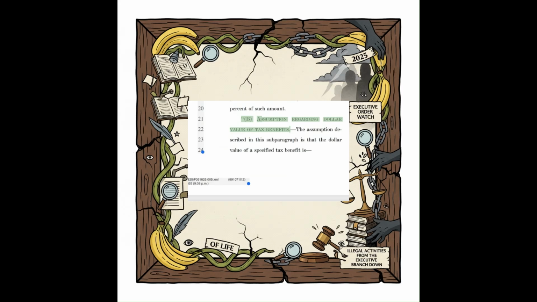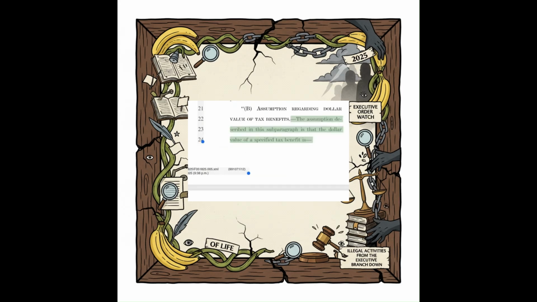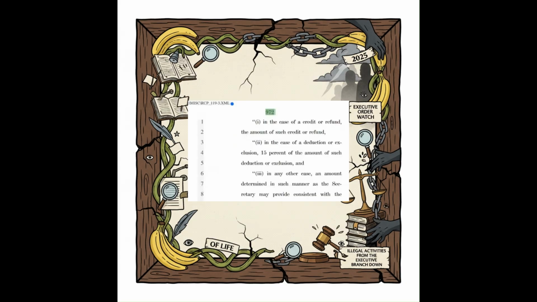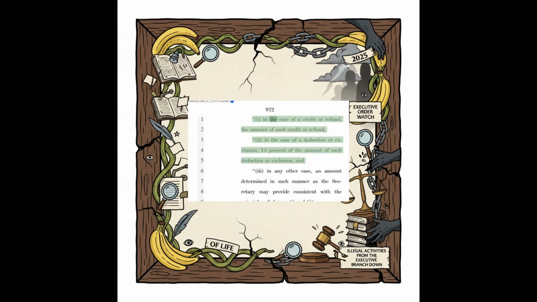Assumption regarding value of tax benefits. The assumption described in this subparagraph is that the dollar value of a specified tax benefit is: in the case of a credit or refund, the amount of such credit or refund; in the case of a deduction or exclusion, 15% of the amount of such deduction or exclusion; in any other case, an amount determined in such manner as the Secretary may provide consistent with the principles of the preceding clauses.